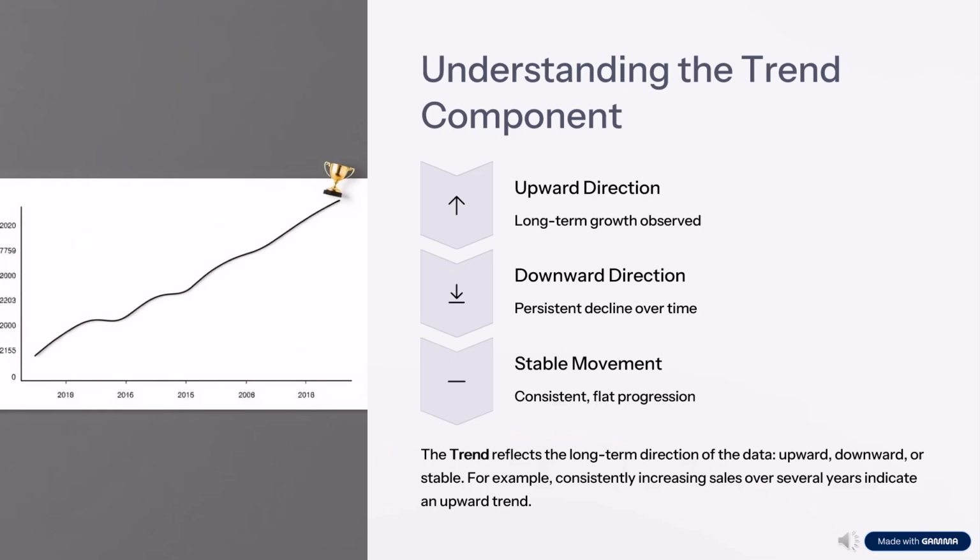Now we will see the components of time series analysis. The first important component is the trend. The trend shows the overall direction that the data is moving over a long period. For example, if company sales are steadily increasing year after year, that will be a positive upward trend. If the sales are decreasing, it will be a downward trend. Sometimes data might show no clear increase or decrease but remain steady or flat. Recognizing the trend is crucial because it tells us if things are improving, declining, or staying stable over time.